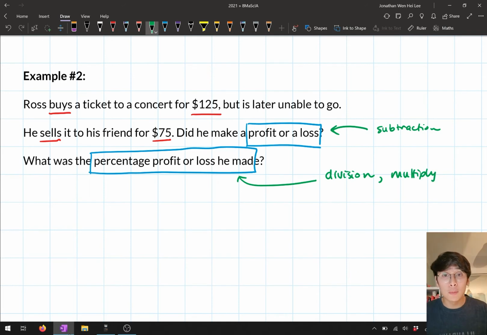So let's go about and do all of this. Now let's start off. Let's have a look. So we want to check if it's a profit or loss. That's the first question.